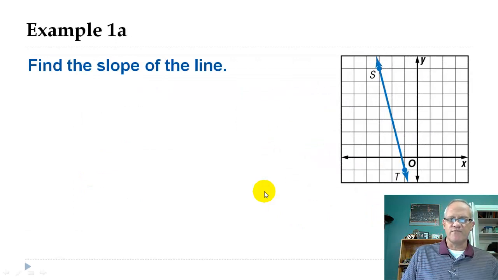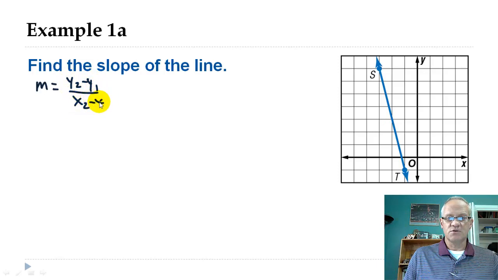So using our formula, we're going to find some slopes here. In this first situation, we're given a graph. Well, what we can do here is remember our formula. I'm going to write it down here. So slope equals y2 minus y1 over x2 minus x1.